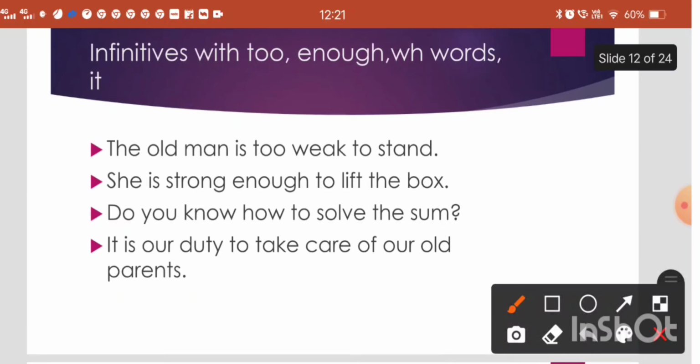There are infinitives with to, that pair is used, enough, WH words and it, dummy word it. The old man is too weak to stand. So, this pair is used here. It means the old man is so weak that he cannot stand. She is strong enough. So, enough is used with infinitive.